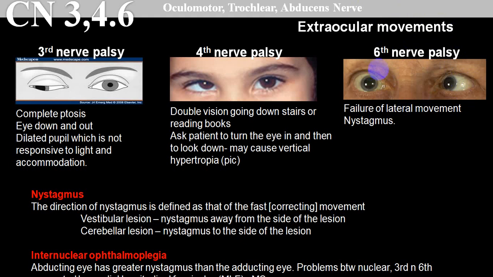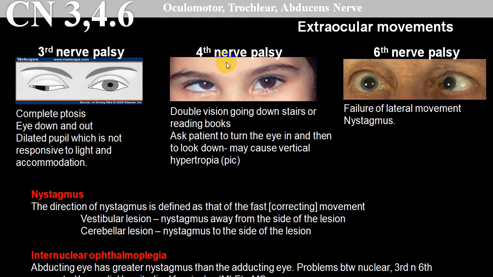Clear? Because of this, the person will have diplopia when he looks to the left, because the left lateral rectus is paralyzed. So when he tries to look to the left, he will have double vision. You will have a nasal squint, or medial squint, or adductor squint, plus the movement of the left eye laterally will be affected. All other movement will be preserved.